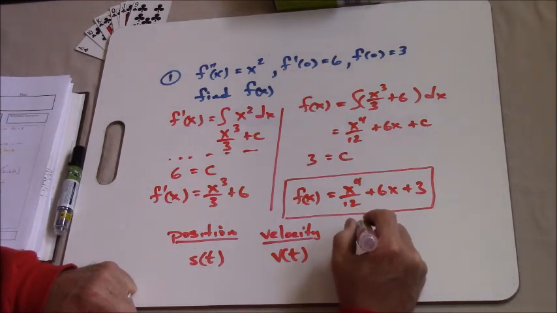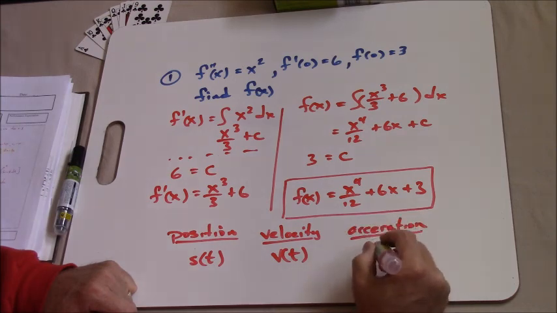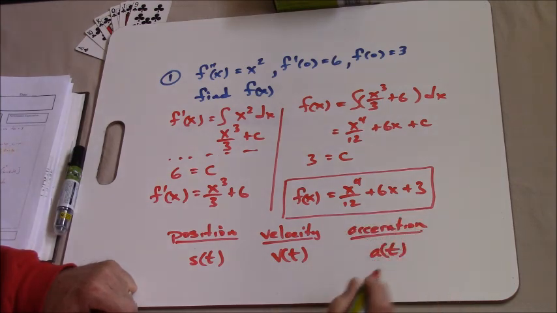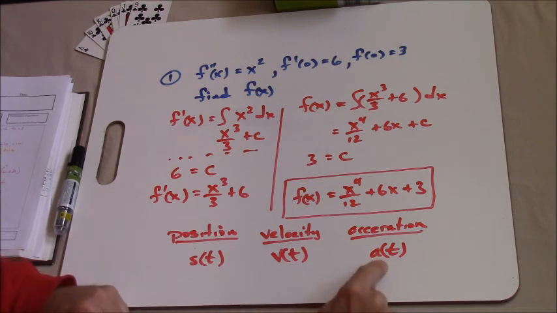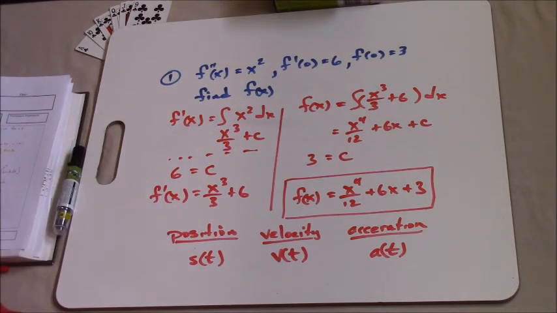And then acceleration, a of t, that's the second derivative of the position function. Or we could even say it's the first derivative of velocity. So if I want to go from acceleration back to velocity, I have to integrate that. And then from velocity back to the position function, I have to integrate that. That would be very similar to what we just did right here. Okay? All right, let's try another one.